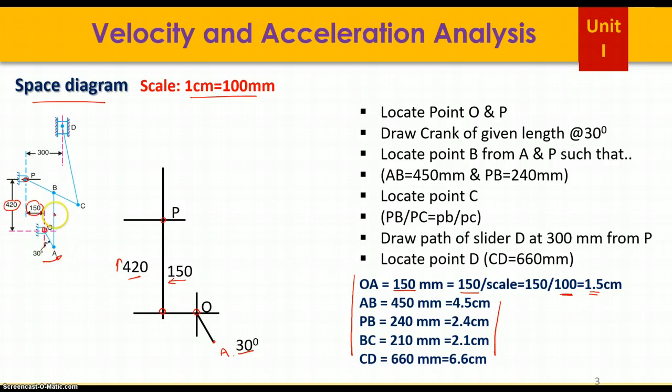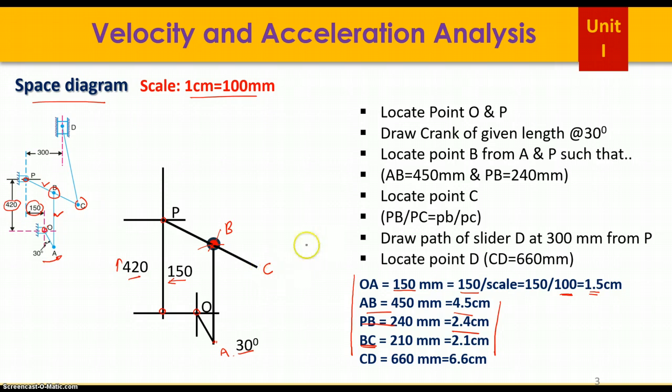Once you look at these two points, let us draw AB and PB. For that you have to look at point B. You draw two arcs like this. One is AB, 4.5 centimeter from this point A, and from P it is PB, 2.4 centimeter. So you got this point B. Join the points. Now there is a point C, isn't it? You know BC. C is at 2.1 centimeter from B. Get it? So this is point C.